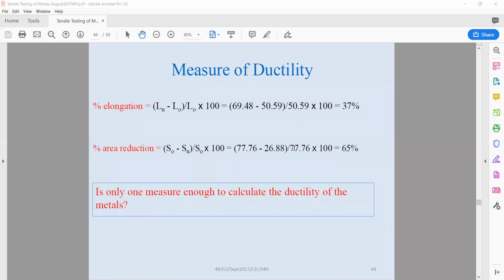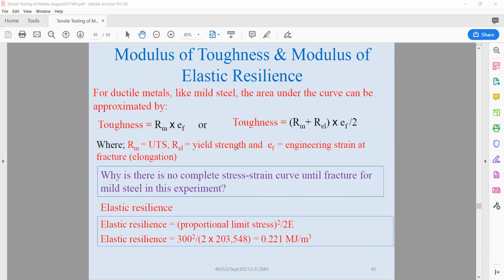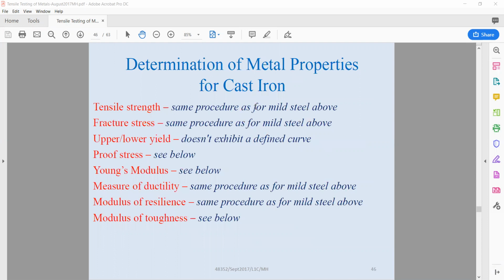The other parameter that you get from the test is the measure of ductility. Ductility is measured by percentage of elongation and percentage reduction in area. Simply, you measure the initial and final gauge lengths that gives you the elongation. Initial and final diameter will help you to calculate the area, which gives you the area reduction. So these two are the measure of ductility. You can also measure the toughness and elastic resilience of the sample from the curve. Generally, the modulus of toughness is the total area covered.